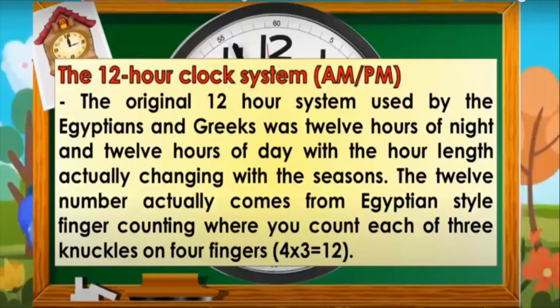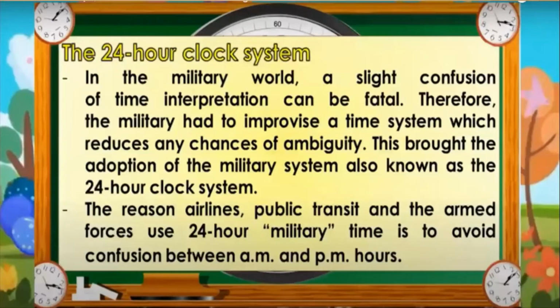When we say 12-hour clock system, it is used by the Egyptians and Greeks, wherein there are 12 hours of night and 12 hours of day, with the hour length actually changing with the seasons. The number 12 actually comes from Egyptian style finger counting, where you count each of 3 knuckles on your 4 fingers. That is 4 times 3, which is equal to 12.